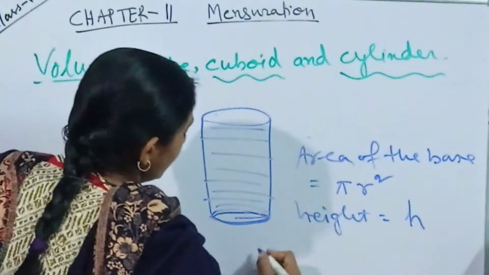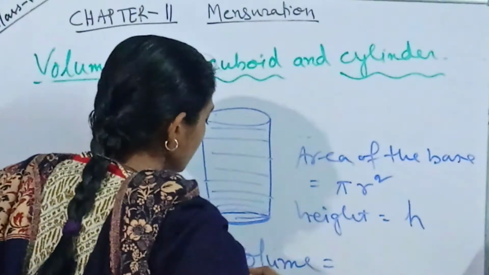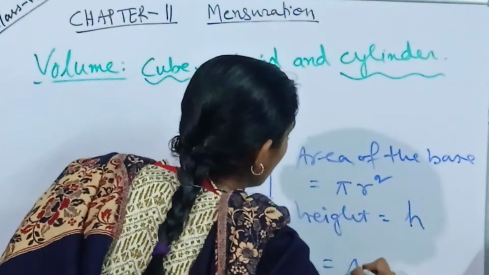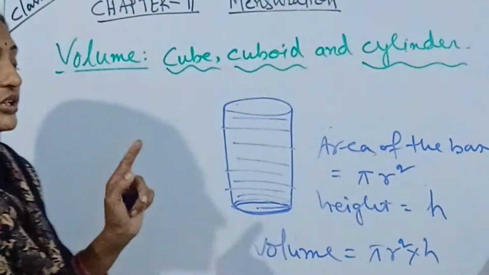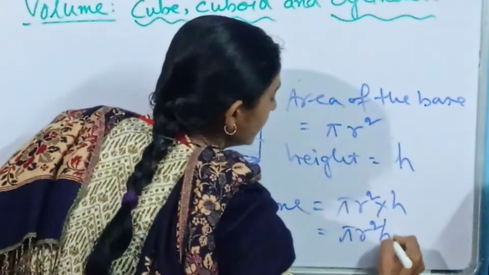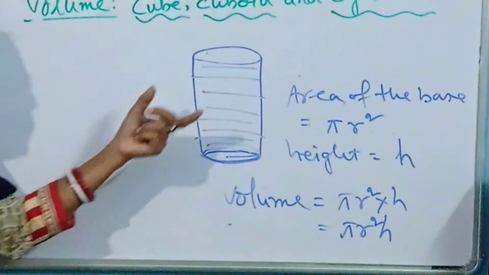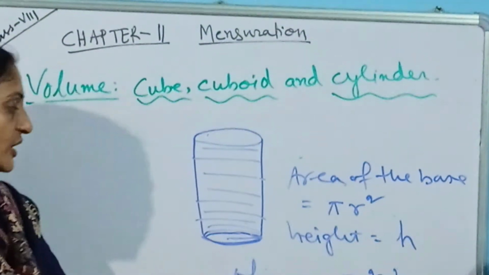Here the volume will be equal to pi r square into H. So in short, we can say it will be pi r square H. So I hope you are very much clear about this concept and how these formulas come.